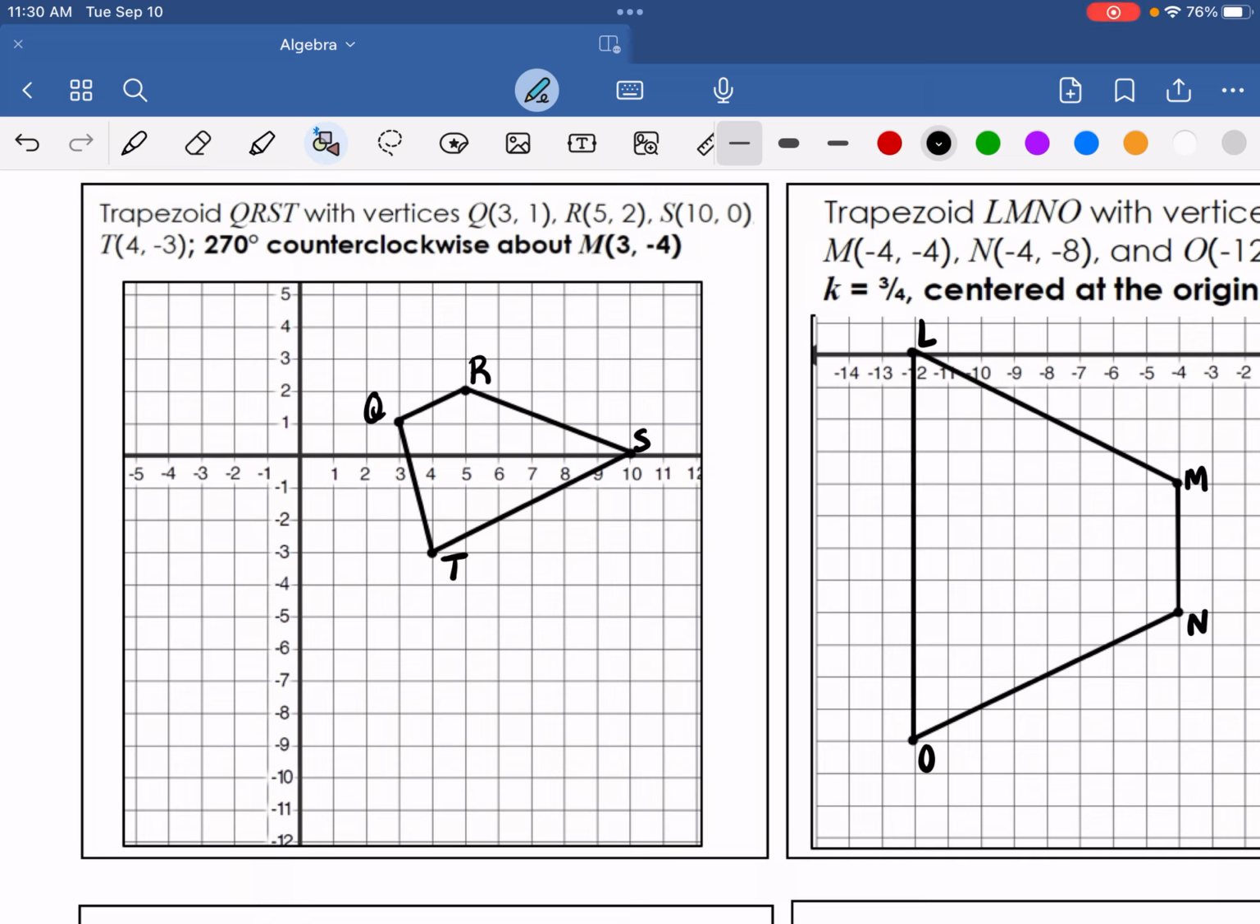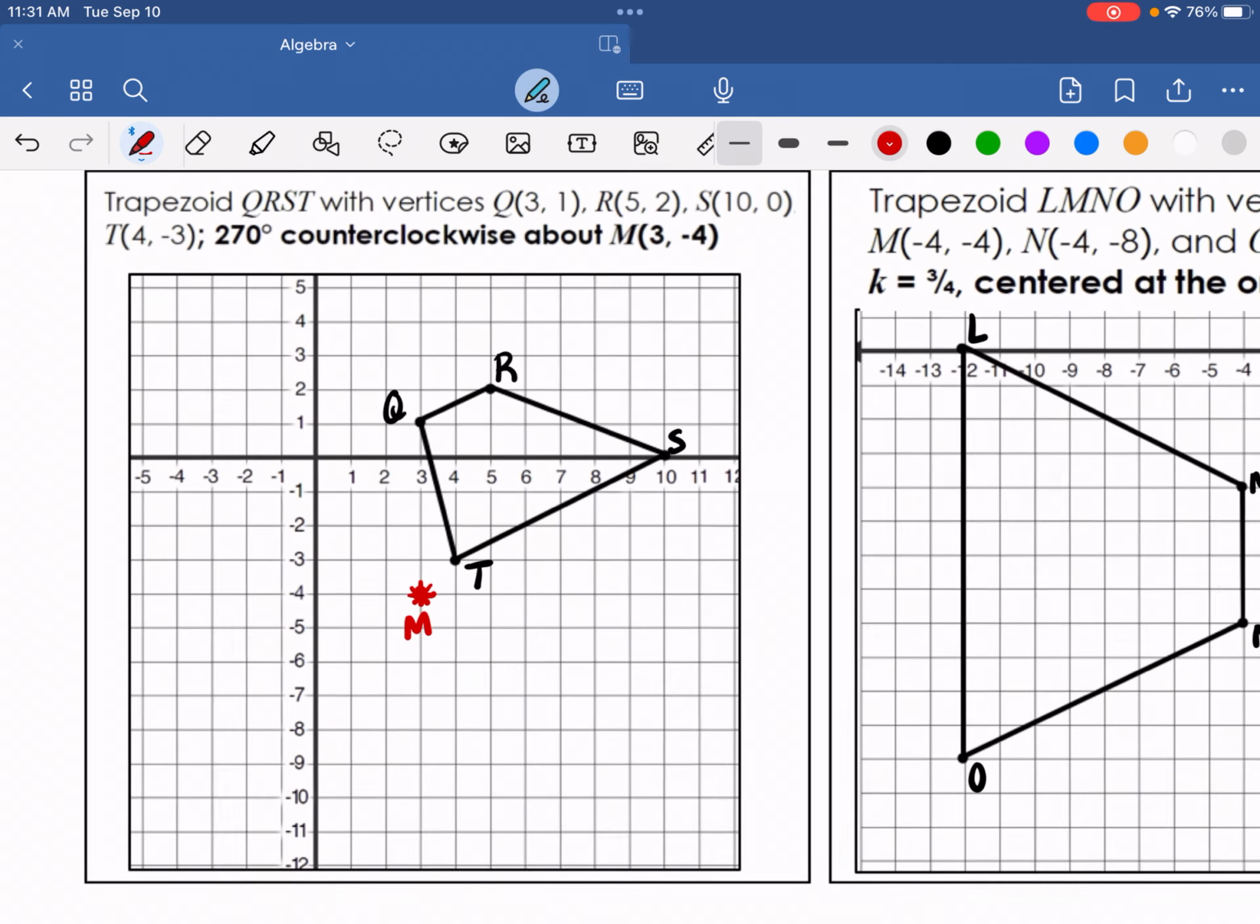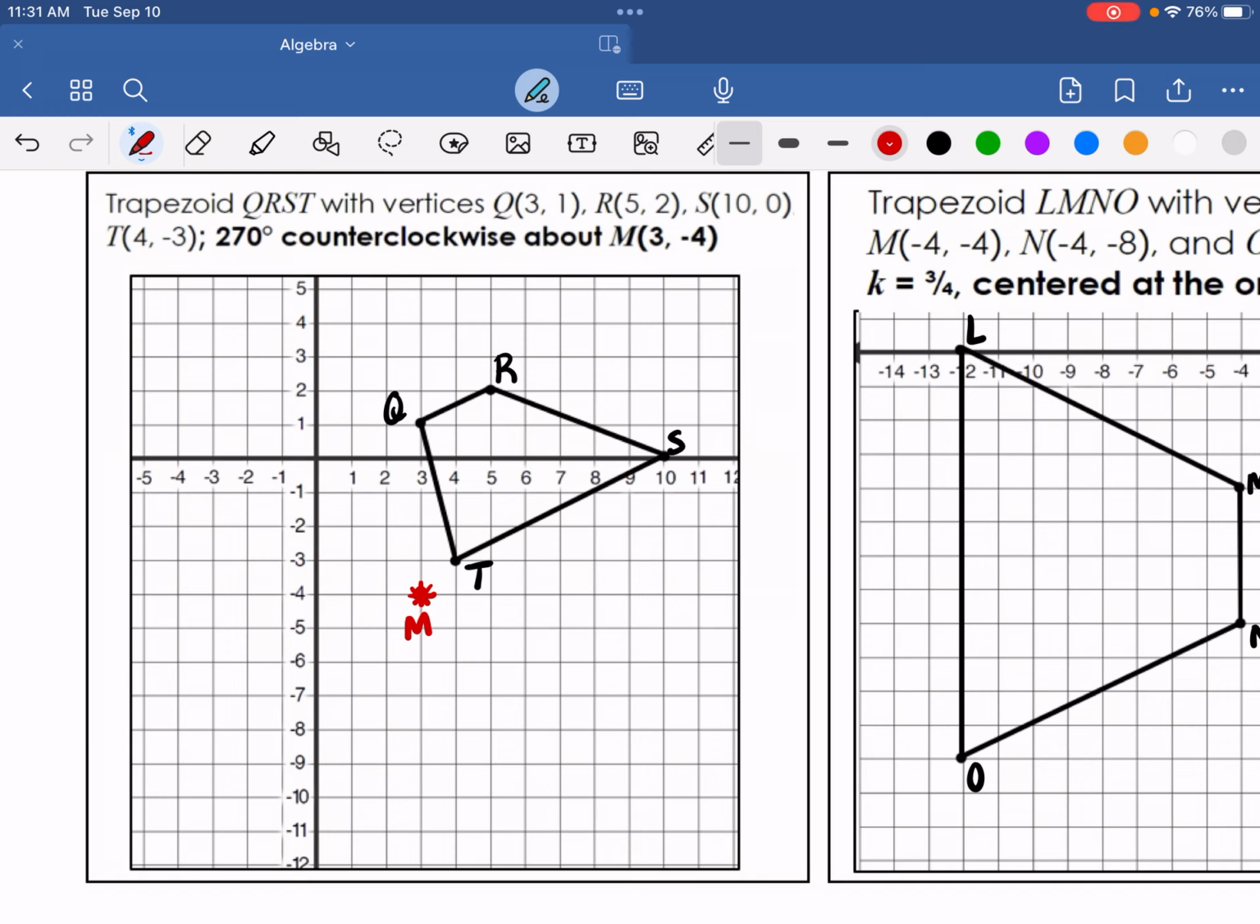All right, so I am gonna mark my point of rotation, which is (3, -4). We're gonna call it M. I'm gonna turn it into a little star so I don't get it confused. And now, again, clockwise would mean you turn your paper to the right. And 270 is 3 times, but counterclockwise is back to the left 3 times.